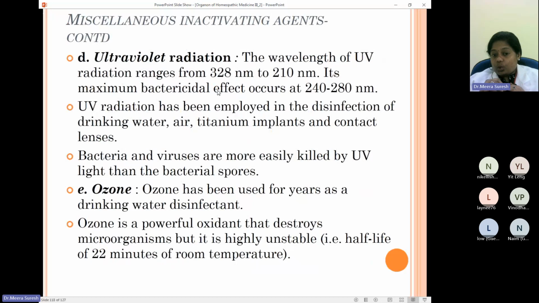Bacteria and viruses are more easily killed by UV light than the bacterial spores. Then there is ozone, which has been used for years as a drinking water disinfectant. Ozone is a powerful oxidant that destroys microorganisms, but it is highly unstable, and the half-life is very short, only 22 minutes at room temperature.